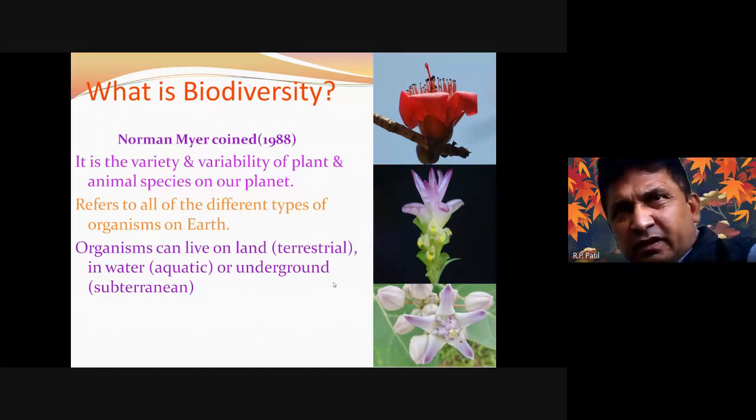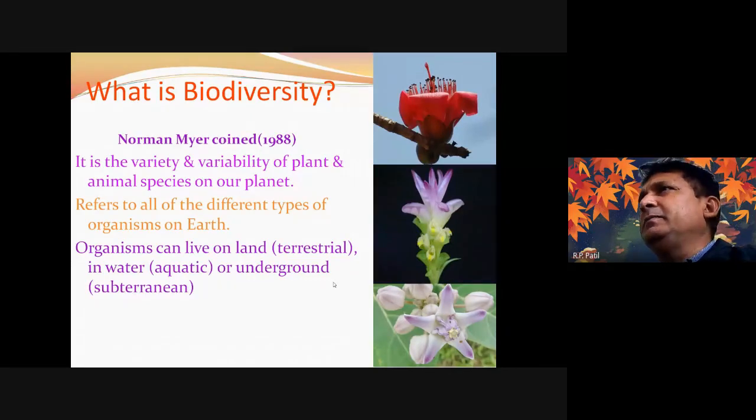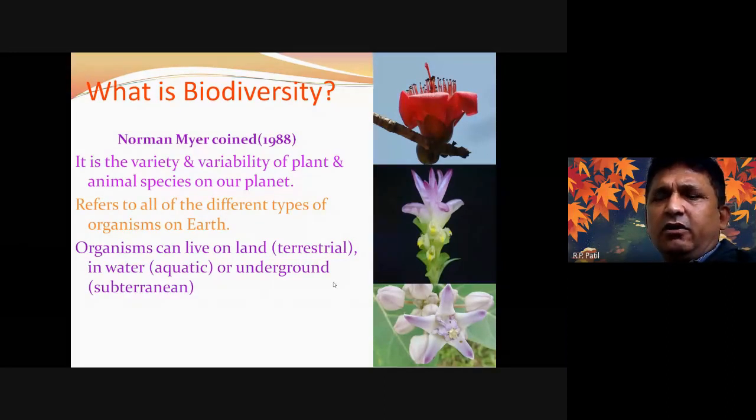Besides these, there are organisms that may be present in plant or animal bodies, that is endophytic, or endozoic, or sometimes present in the leaves, or on the leaves as an ectoparasite or endoparasite. So there are so many habitats in which the living organisms occur.